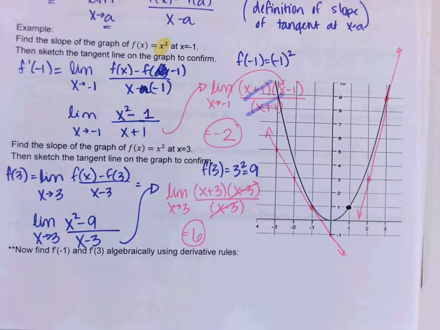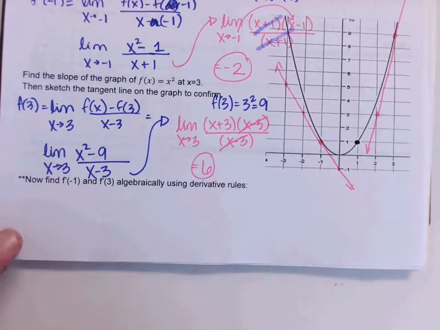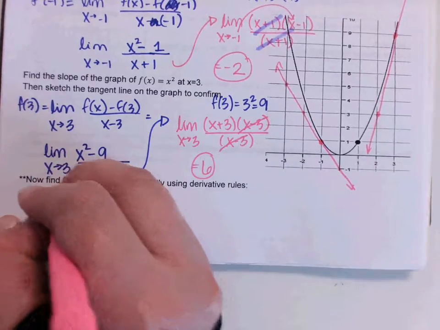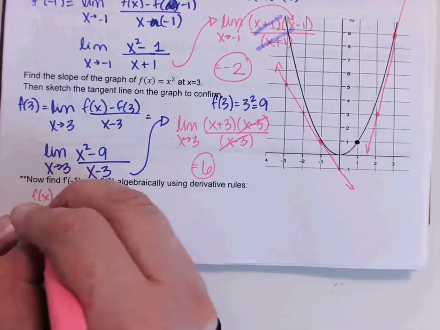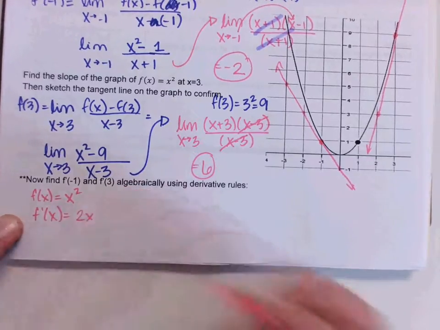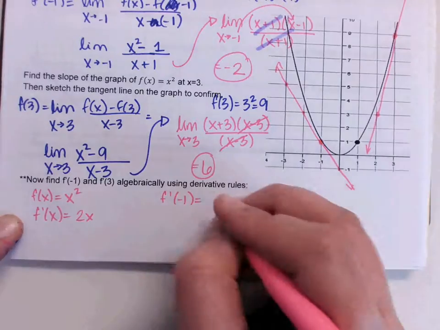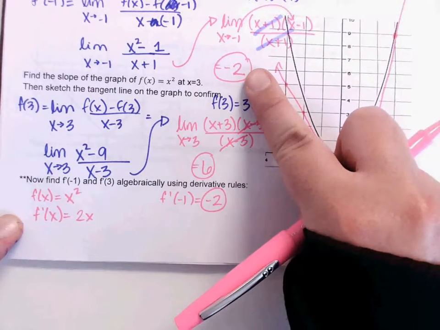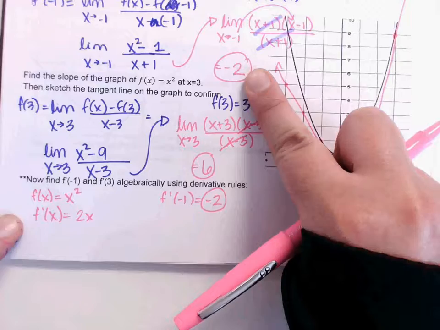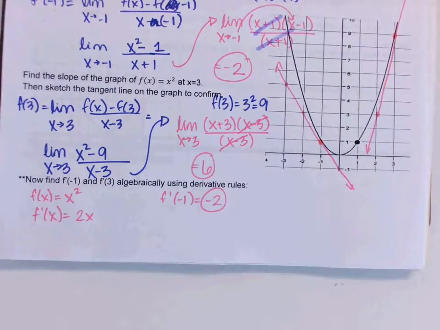Okay? Now, here's where the easy part comes in. You could have done this derivative without the limit altogether. You have to know the definition for AP, but you can do this using your derivative rules. So, watch. I'll show you what I mean. My function is f of x. What is f prime of x? 2x. You already know this. The derivative is 2x. Now plug in negative 1. What do you get? What did we get when we did it the limit way? Negative 2. All that work, but we could have just taken the derivative and plugged it in.